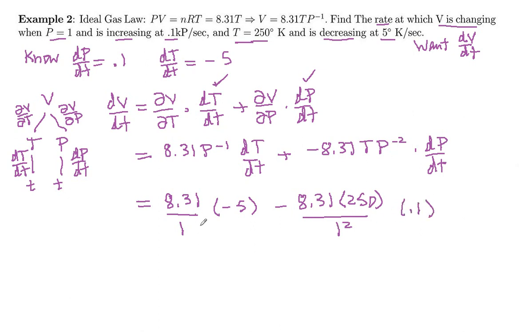So now everything is numbers. If we go ahead and plug into the calculator, we will get negative 249.3 to 1 decimal place, and that's going to be liters per second. So that's the chain rule in an applied problem.